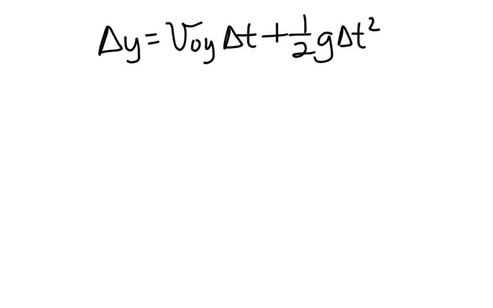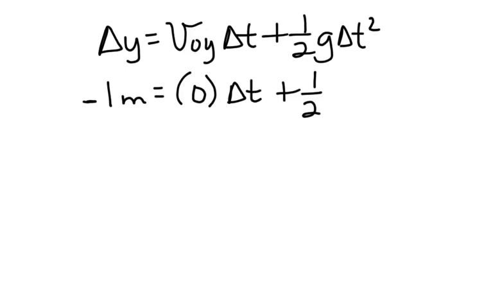So now that we've derived our equation, we can plug in our numbers. My delta y, if you recall, was negative 1 meter. My v sub naught y is 0 because it only has an initial horizontal speed. We have a delta t, which we are solving for, plus 1/2 multiplied by negative 10 for g, and then delta t squared. Luckily, the term with the initial velocity in the y direction goes away, and so we have this expression.